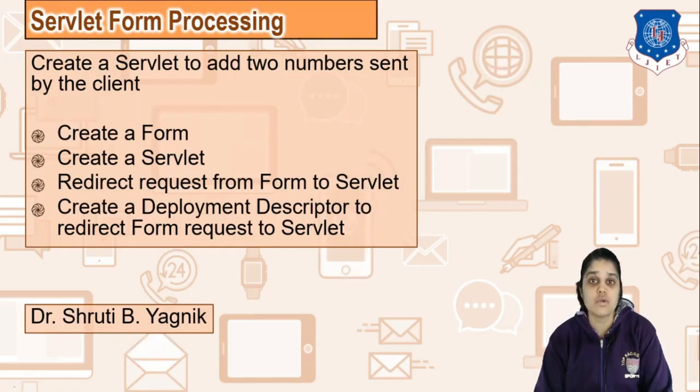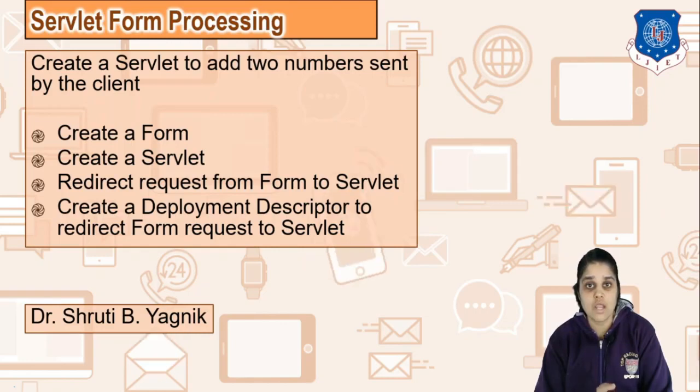Okay, so we are going to create a form which is going to take two numbers from the client. These two numbers will be redirected to the servlet. So we are going to create a servlet, and we are going to create a web.xml file which is going to help you link your form with your servlet, with which you can add the two numbers which the client had sent to you. So without wasting any time, let us begin.